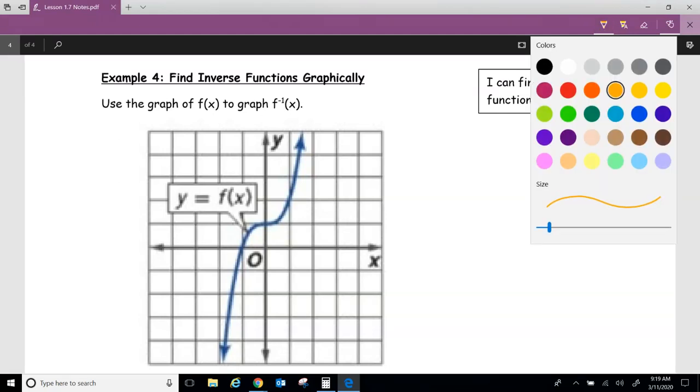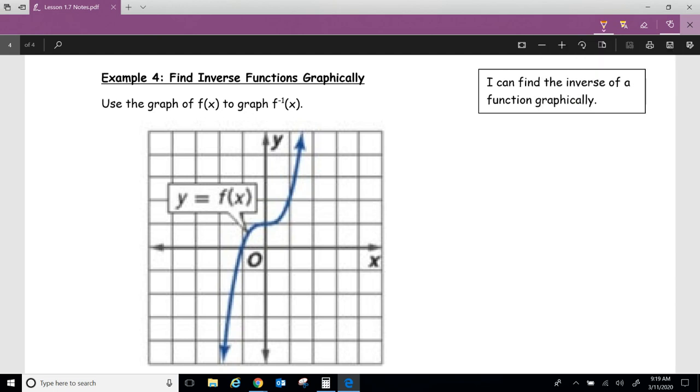We're on example number 4. We are going to find the inverse of our functions graphically. So remember that for our function and its inverse, the domain of the function becomes the range of the inverse, and the range of the function becomes the domain of the inverse.